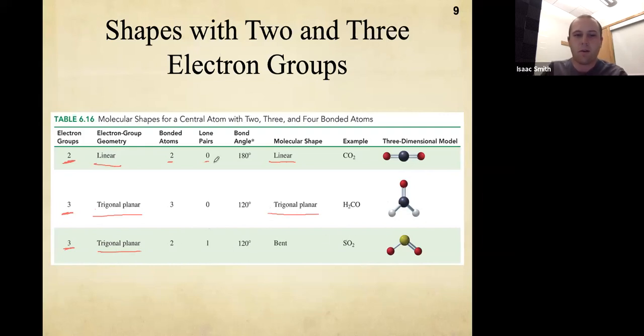Now, if you have 1 lone pair, so this is saying we have 1 lone pair, you can imagine a lone pair on this right here. If we ignore the lone pair, we get this shape, which is bent. All right, so hopefully you're seeing a trend here.